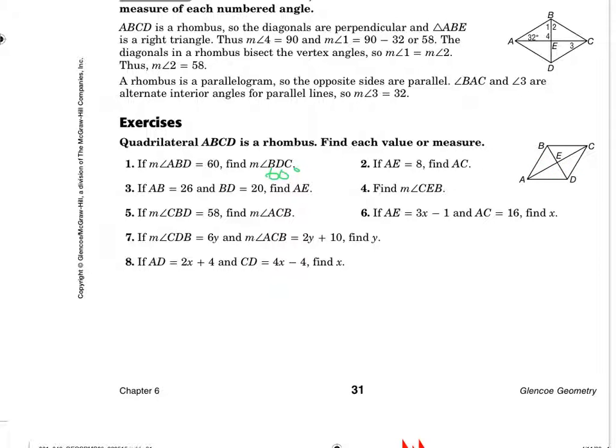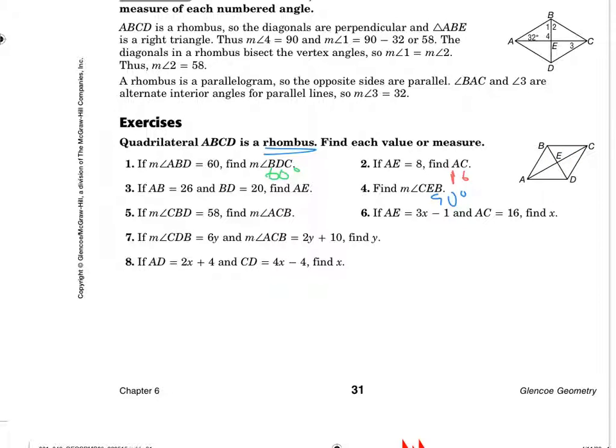Number 2 tells us that AE is 8 and it wants us to find all of AC. The diagonals bisect each other, so AE is half of AC. So AC is just double that, which is 16. I'm going to come back to number 3 because it's a Pythagorean theorem problem, so that would be something like a bonus, and you don't need to worry about it too much unless you want those types of problems. Number 4, we've got angle CEB, this angle right here. We know the diagonals are perpendicular to each other because it's a rhombus, so this is a 90-degree angle, or a right angle.